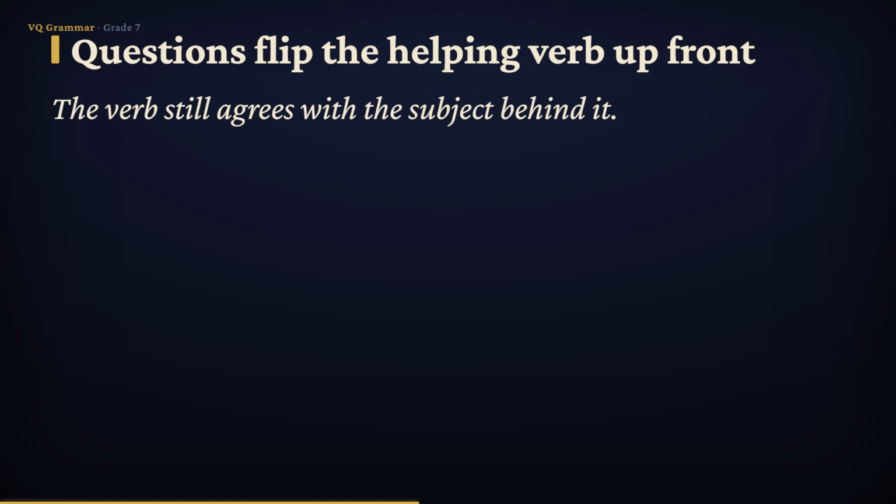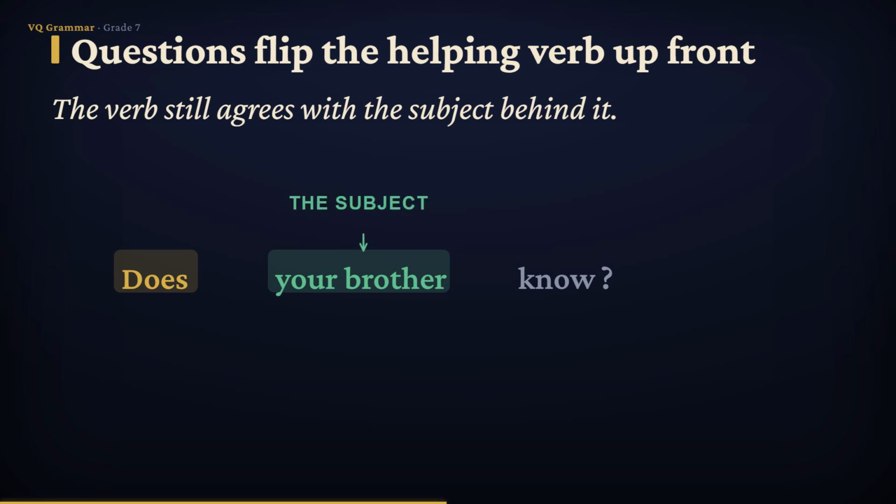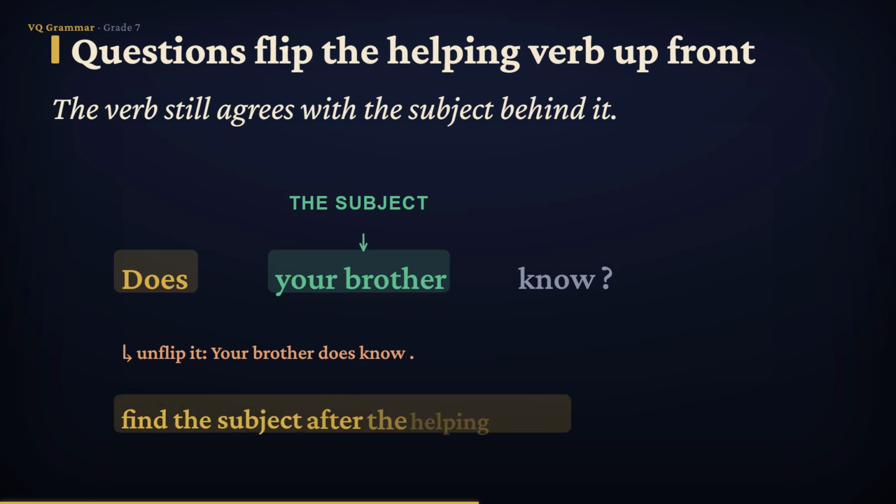Questions play the same trick. In a question, a helping verb jumps out in front of the subject. Take, does your brother know? The helper does comes first, but it is not the subject. The subject is brother, sitting right behind the helper. To hear it clearly, unflip the question into a statement. Your brother does know. Now brother lines up with does, singular with singular. So even in a question, you find the subject and match the verb to it.